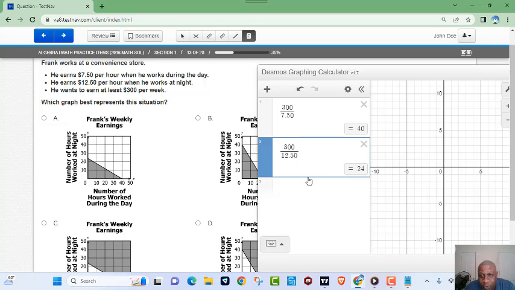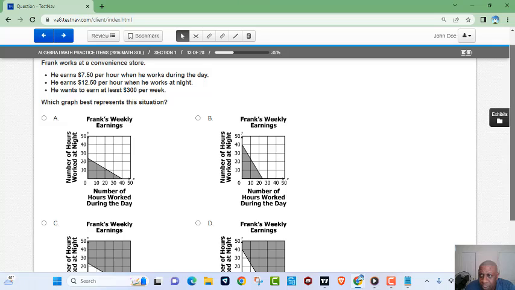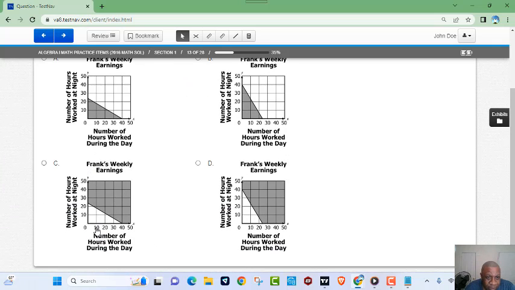So we need to look at the graph that has night hours at 24 or more and day hours at 40 or more. So let's move this out of the way real quick. All right, so here it looks like the number of hours during the day is 40 or more, and the number of night hours is 24. Well, yeah, it's C. It wouldn't be D, because D has it reversed. See, it has the day hours at 24 and the night hours at 40, so it's reversed. So it's C.